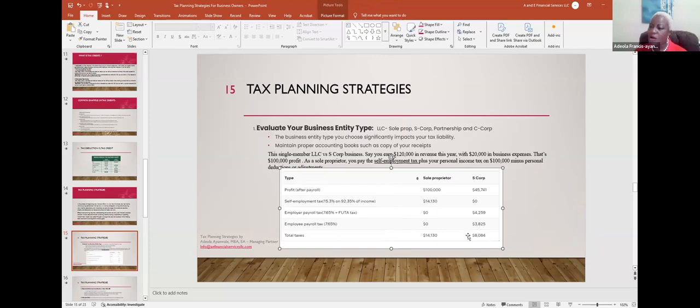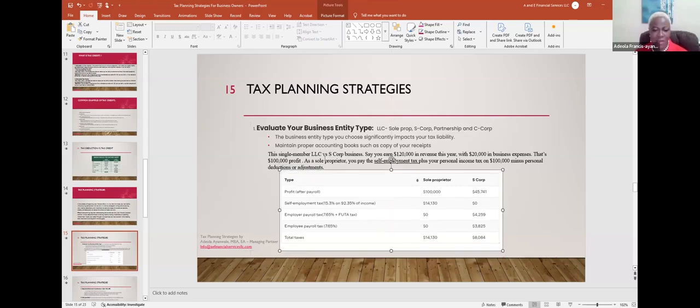Not only that, an S Corp allows you more flexibility to take more deductions than your single member LLC. And then maintaining a proper accounting book, such as copies of your receipts, is very, very important. After evaluating your business entity, the next thing is keeping a proper accounting book. It's really critical, because if you don't, it's difficult for you to say, this amount was spent toward my business. So it's very, very important.